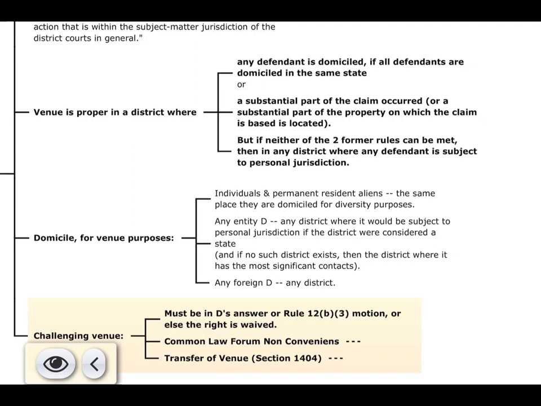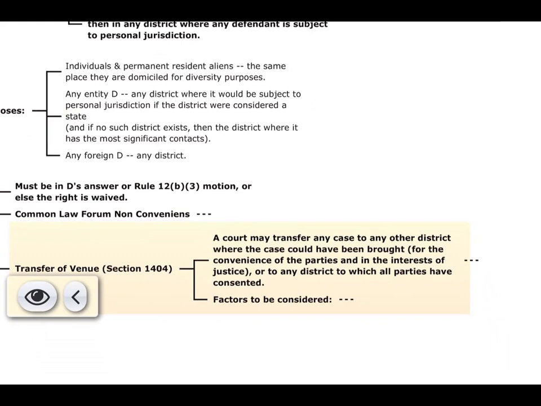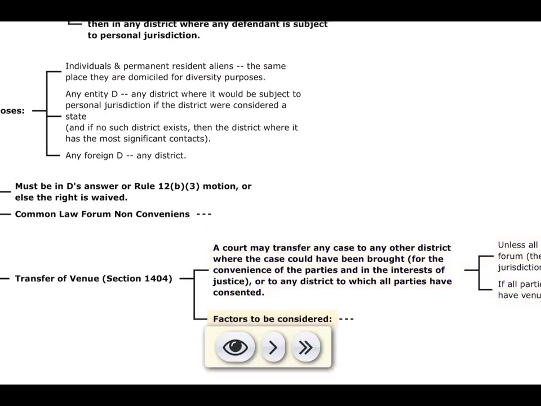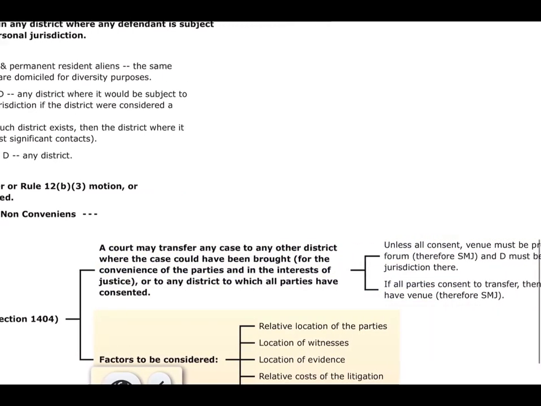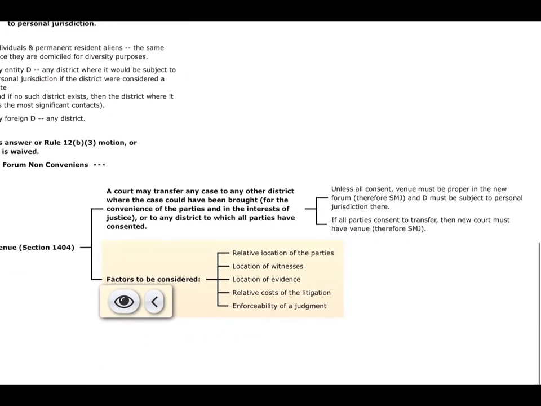For venue to be proper in C, we would have to find that Don's Market was domiciled in C, and I don't see that. I don't see that Don's Market is subject to personal jurisdiction in C, so I would want that to be part of my analysis. But I also need to look at what's needed to have a Section 1404 transfer of venue. A court may transfer any case to any other district where the case could have been brought. So that district must have original jurisdiction.